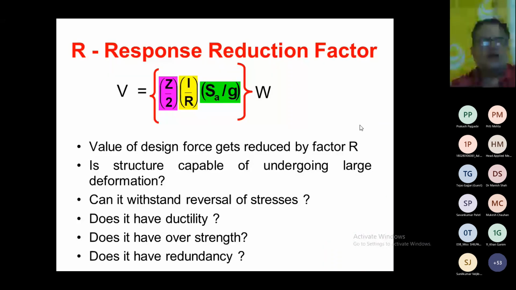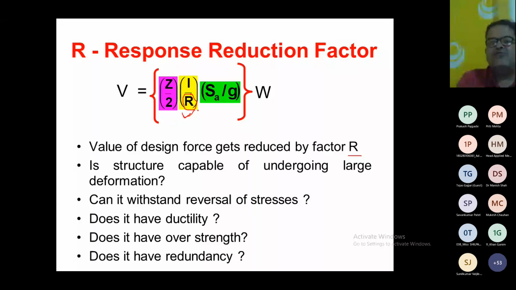Right? The next one is the response reduction factor. Again, we have discussed Z, the zone factor. I is the importance factor, and now the next one is R. R is the response reduction factor. Right. So here this R is in the denominator, so a higher value of R is considered better, right? Because then the base shear will reduce. So it depends on performance.